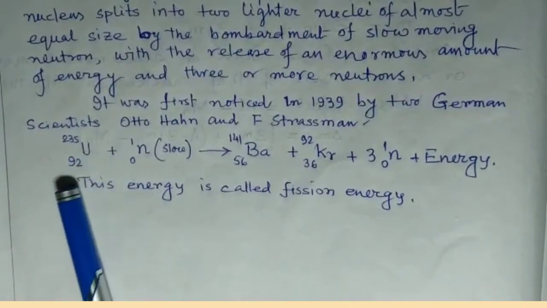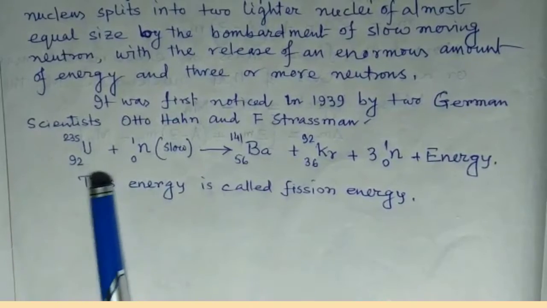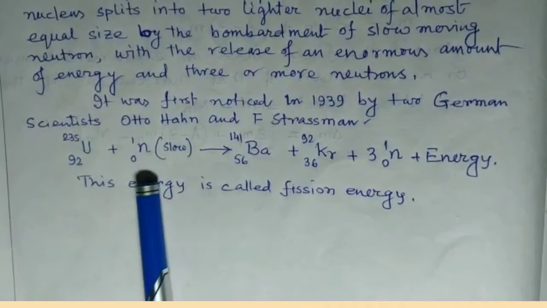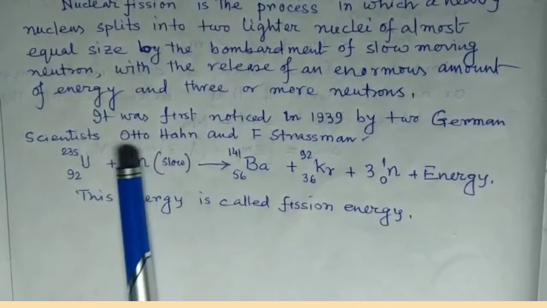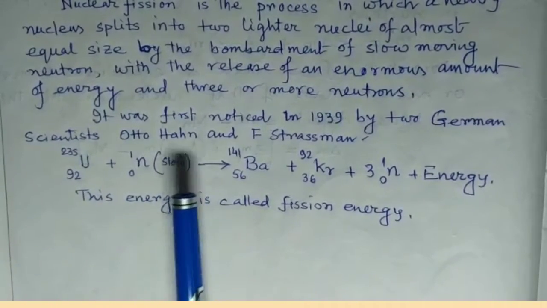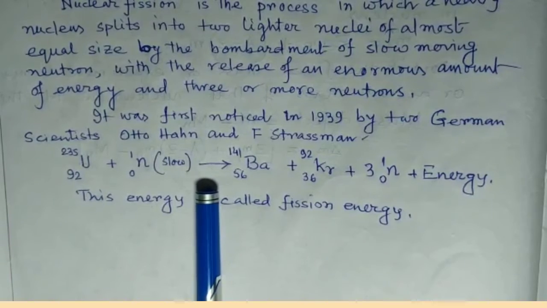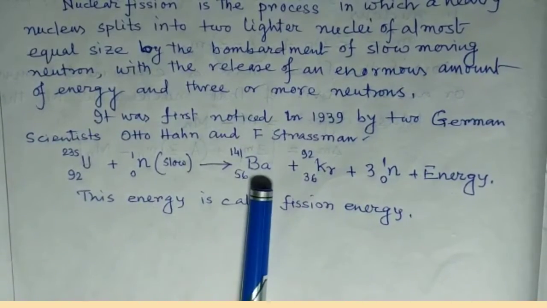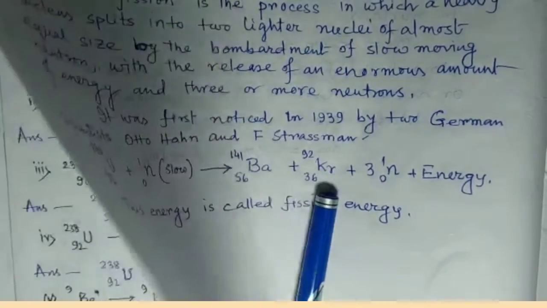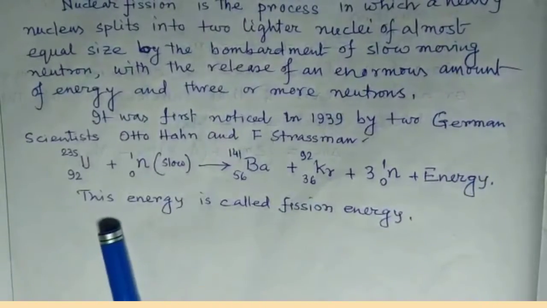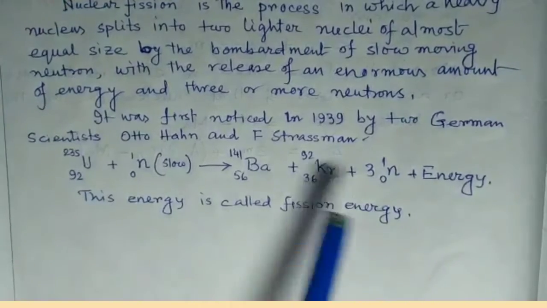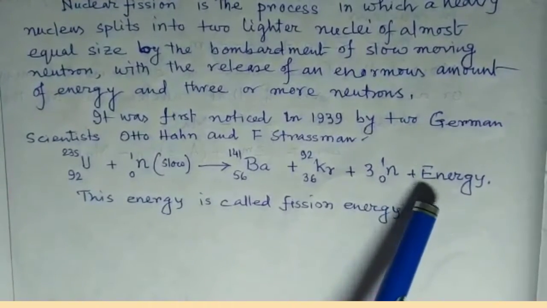And the chemical reaction related to nuclear fission is uranium-235 (92U235), when bombarded with a slow moving neutron (0n1), produces almost equal size barium and krypton, 56Ba141 and 36Kr92, and 3 neutrons and energy. This energy is called fission energy.